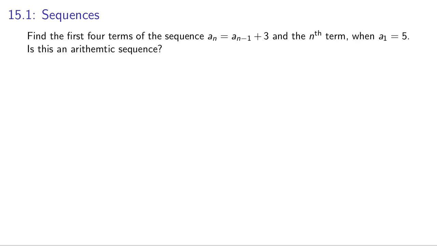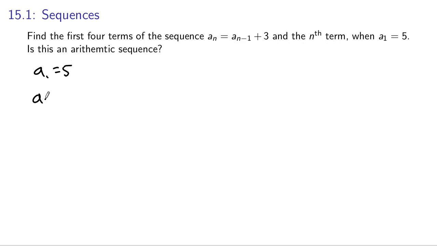Find the first 4 terms of the sequence a sub n is a sub n minus 1 plus 3. So here we have the sequence defined recursively, not generically. So we're defining the nth term on the previous term. So a particular term is the previous term plus 3. So find the first 4 terms of the sequence and the nth term when a sub 1 is 5.